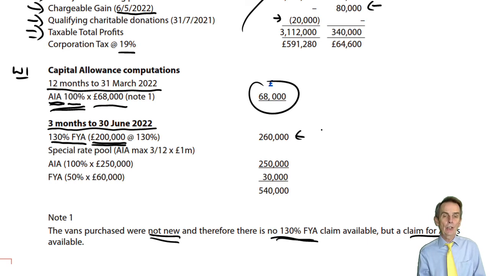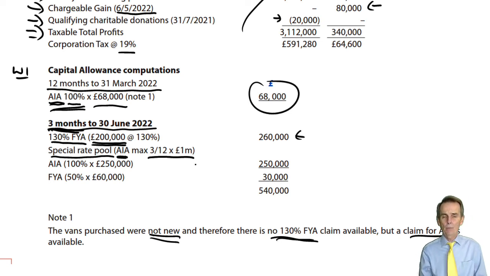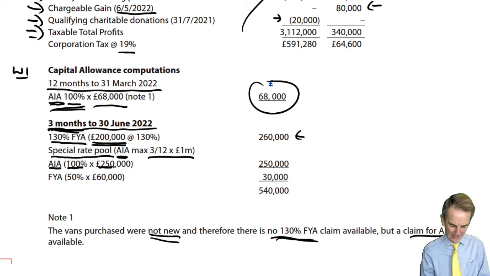We've then got the long life assets that were bought. Long life assets are special rate pool expenditure. But that special rate pool expenditure is of course eligible for AIA, because it's a 3-month period, we only get 3/12 of 1 million as our AIA limit, and that is going to be just £250,000. As this expenditure was 310,000, we're only going to get the 100% AIA on the first 250,000.